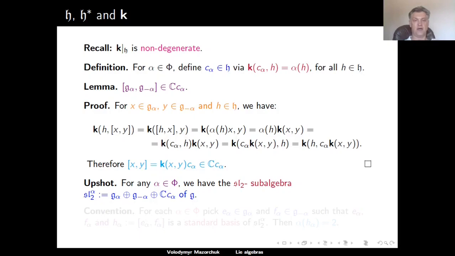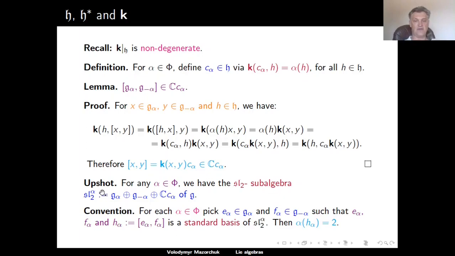For any root alpha in phi, the root subspaces G sub alpha and G sub minus alpha are one-dimensional, and when we take their direct sum, together with a subspace generated by the element C sub alpha in the Cartan subalgebra which we defined, this direct sum forms a Lie subalgebra of G, which is isomorphic to SL2. We denote this Lie subalgebra SL2 sub alpha. Clearly, it depends only on the root alpha.